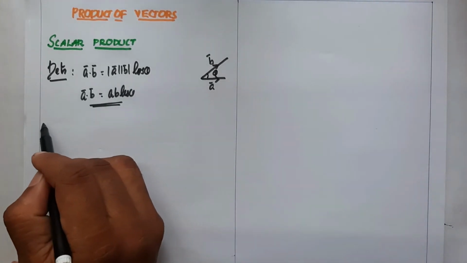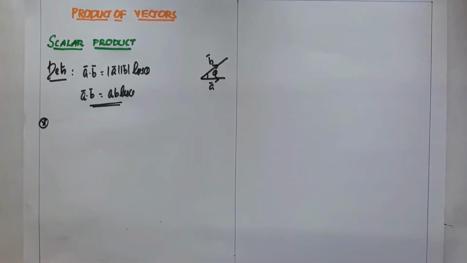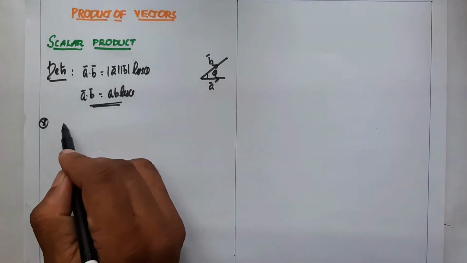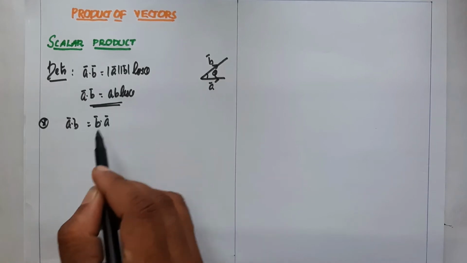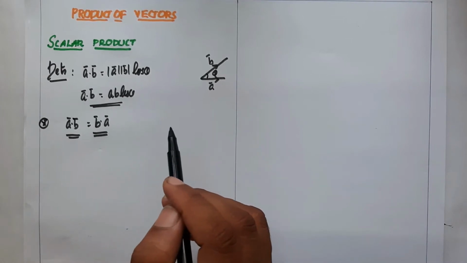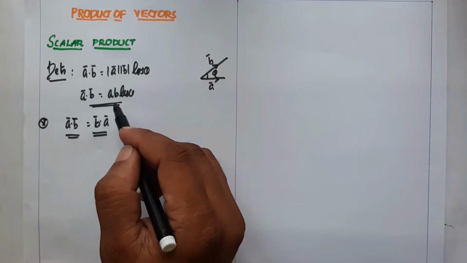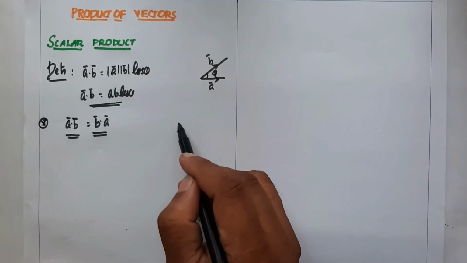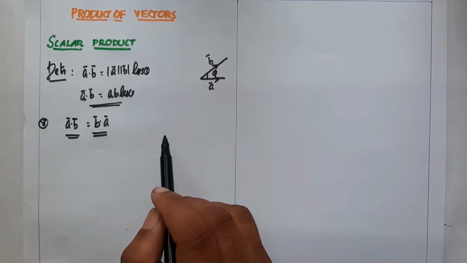That's the definition. There are some properties based on scalar product. These are very important. First, dot product is commutative. That means A dot B and B dot A are equal. Because when A dot B is equal to AB cos theta, AB cos theta can also be written in the form BA cos theta. BA cos theta and AB cos theta are the same. So A dot B is equal to B dot A.